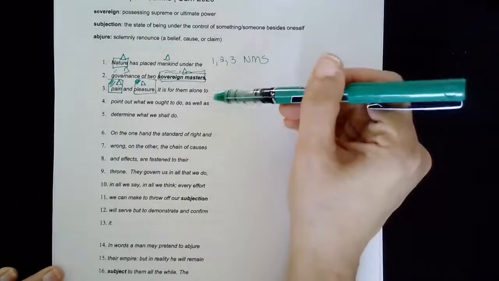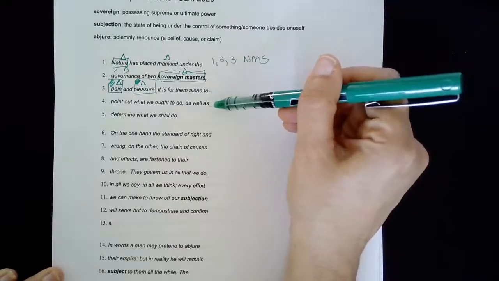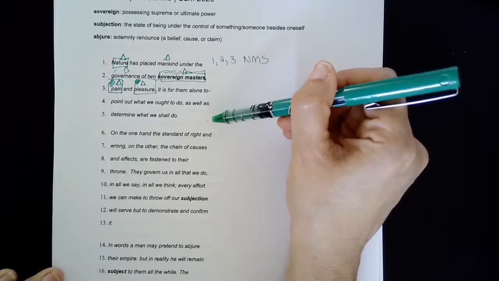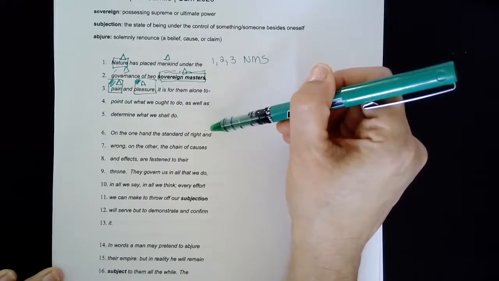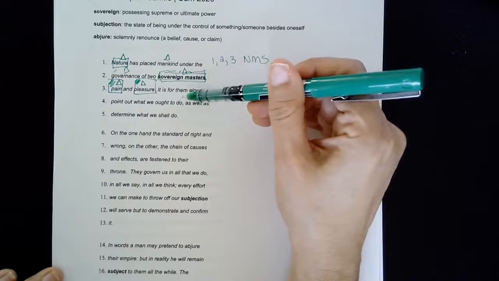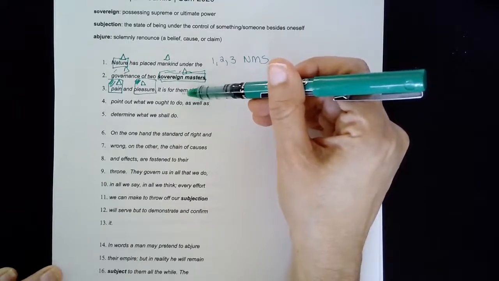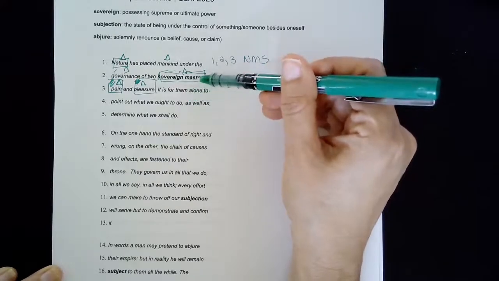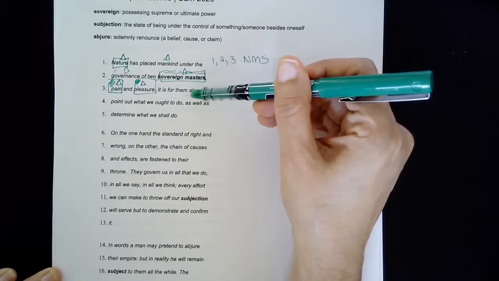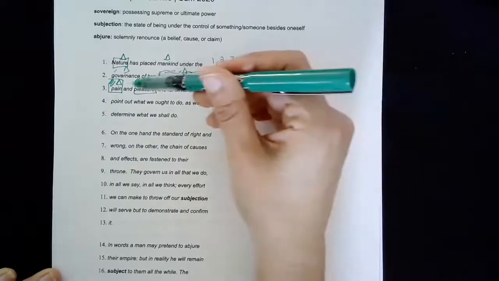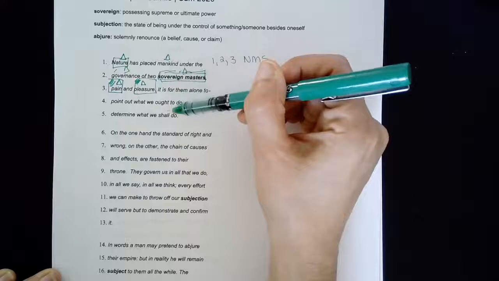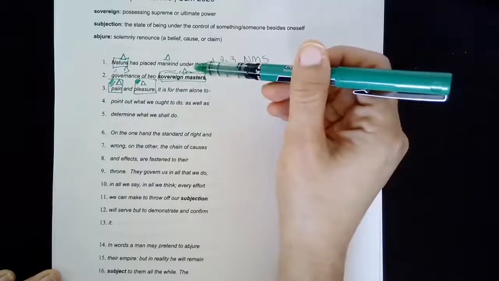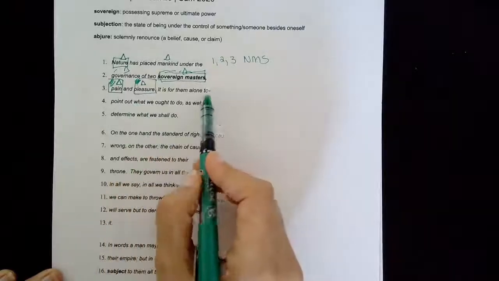So then he says, it is for them alone to point out what we ought to do, as well as to determine what we shall do. When he says it is for them, what is he talking about? What is "them" referring back to? Our sovereign masters, true. But how can we be more precise? We can go back to pain and pleasure, or you could say the sovereign masters of pain and pleasure.